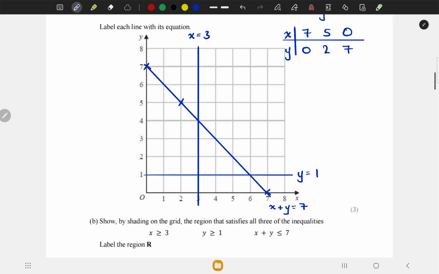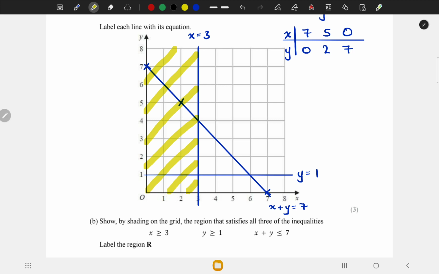Alright. The next question is telling us, show by shading on the grid the region that satisfies all three of the inequalities. Now, in such questions, I prefer shading the unwanted region. So my first inequality says x is greater than or equal to 3. So that means I'm looking at values of x that are 3, 4, 5, 6, 7, 8 in this situation. But remember, I'm shading the unwanted region, which means I'm going to shade to the left. We don't want anything that is less than 3.